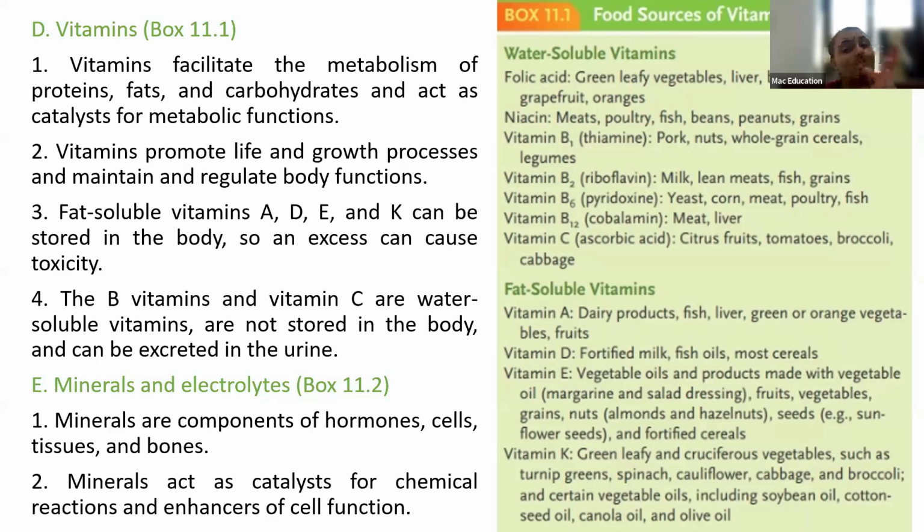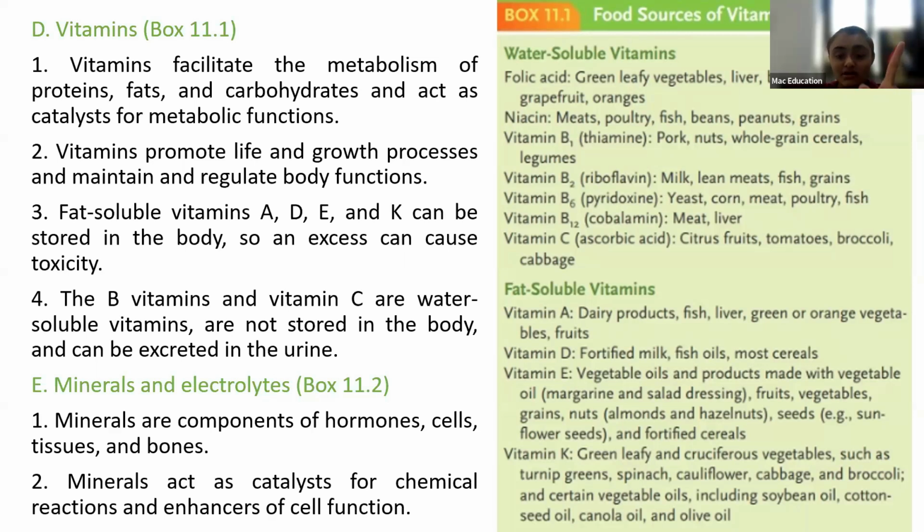Vitamin C. All the vitamin B and vitamin C are the water soluble vitamins. Vitamin C is also called ascorbic acid. From where do we get vitamin C? From all the citrus fruits, tomatoes, broccoli, cabbage, all are the sources of vitamin C. These are the water soluble vitamins. Next is fat soluble vitamins, that are A, D, E and K. From where do we get vitamin A? From dairy products, fish, liver, green or orange vegetables and fruits.